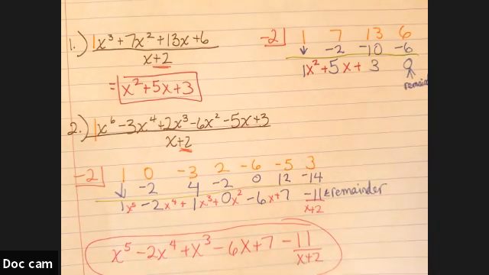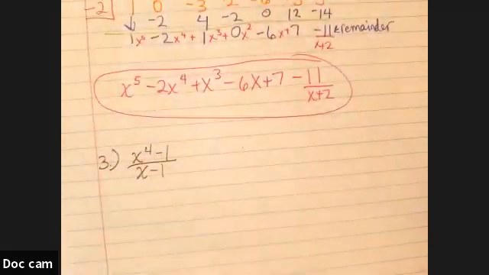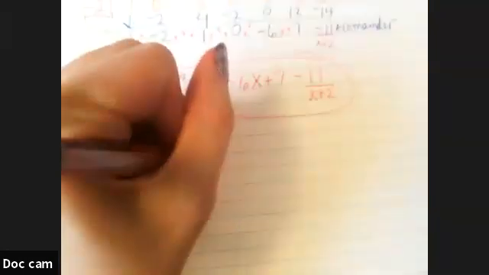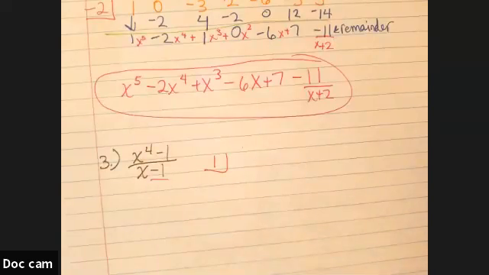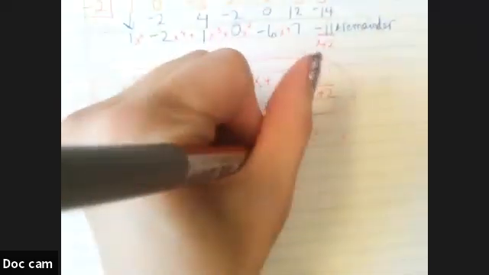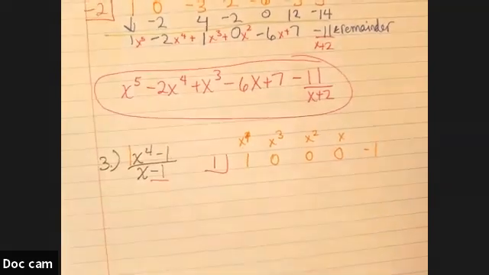Number 3. All right, so I'm going to do the opposite of this number goes in the box. So in this case, opposite of negative 1 is positive 1 in the box. And then I've got a 1 for x to the 4th. All right, and then I don't have any x cubed, x squared, x, so that's going to be 3 zeros there, and then negative 1 at the end.